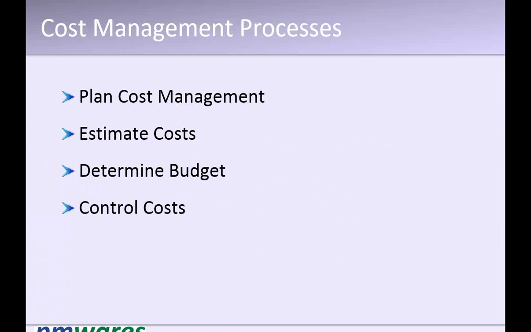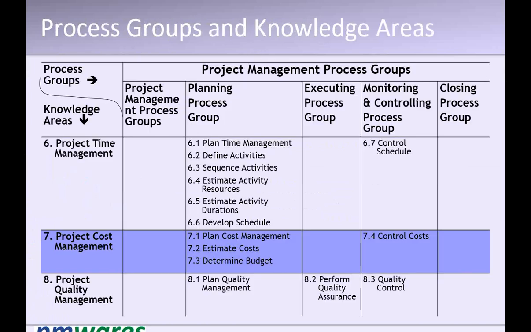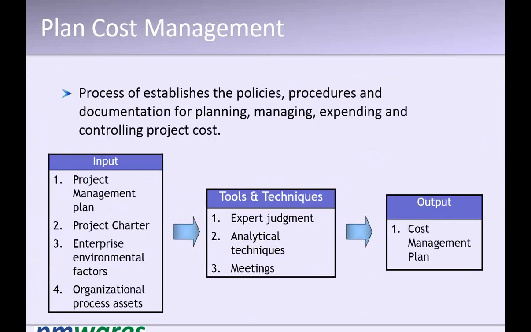Four processes. First is preparing a cost management plan. Second is estimating the cost. Third is determining the budget, and fourth is controlling the cost. Three are part of planning, one is part of controlling. What is cost management plan? Cost management plan is all about setting up a cost management system in place.